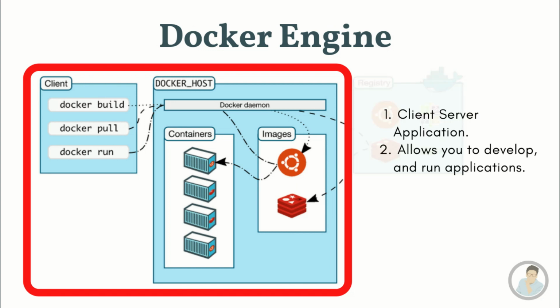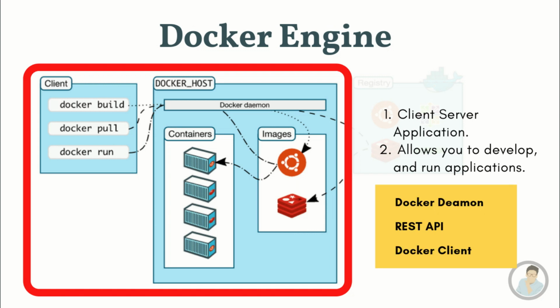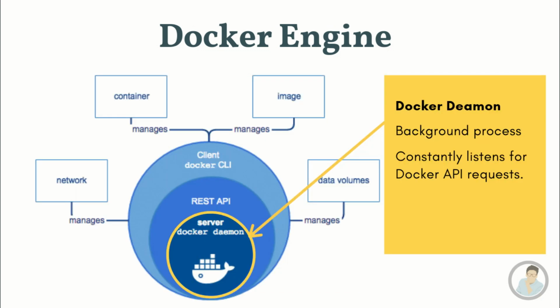Docker engine is the one who allows you to develop and run Docker applications. And it is a client-server application. It has three major components: Docker daemon, REST API, and Docker client. The main component of Docker engine is the Docker daemon. This is a background process and it always listens for Docker API requests. Or one can say that this is the server part of the Docker engine.